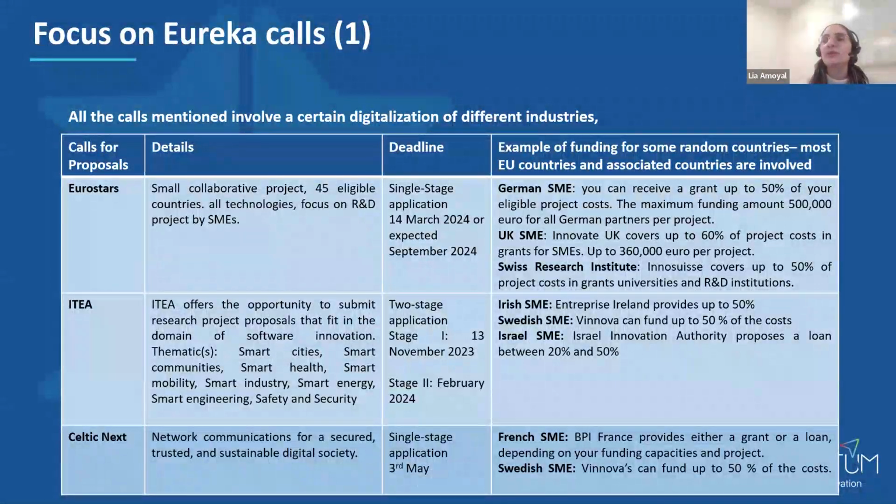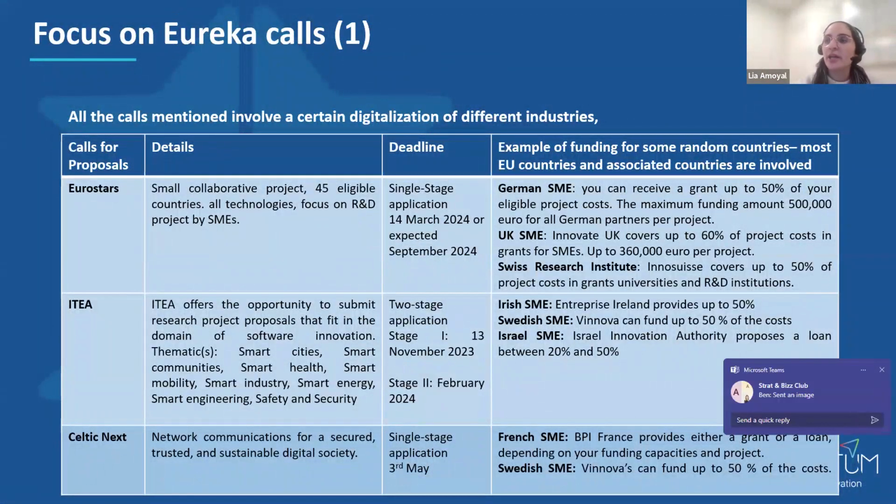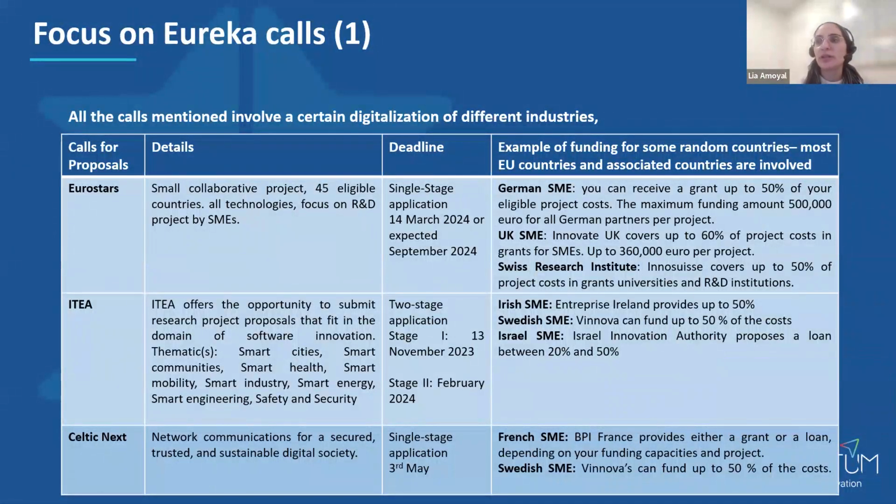So if you receive a go at the stage 1, then you can apply for the stage 2. That's what we mean by two-stage application. And Eurostars on the other end is a single application, a single stage application.